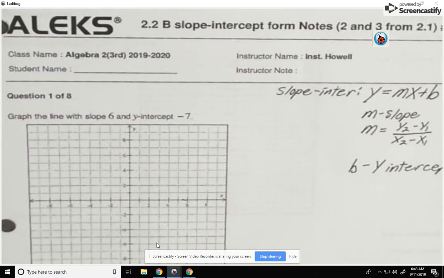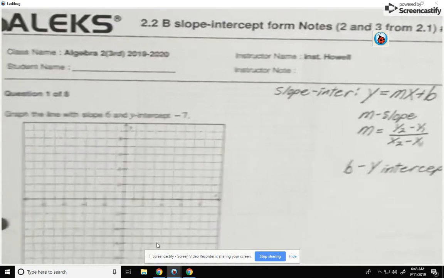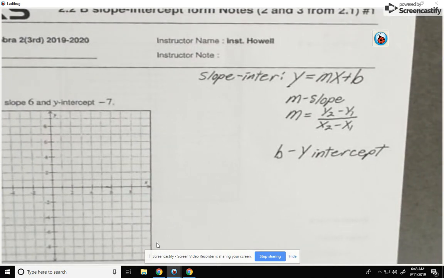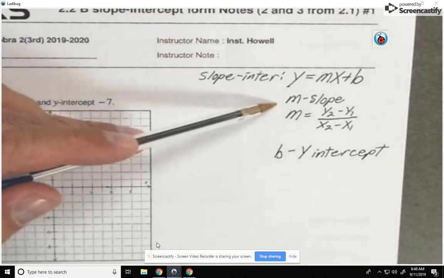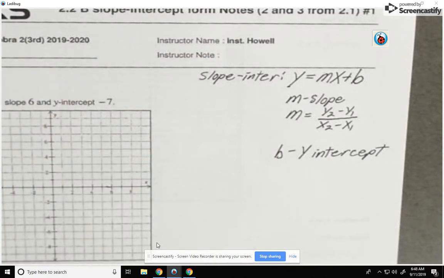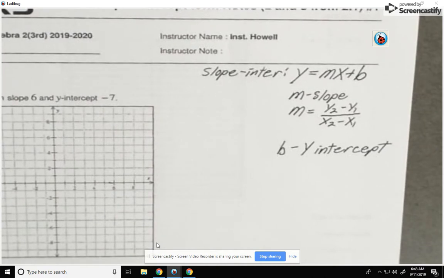This is the notes for 2.2b slope-intercept form. The slope-intercept form is y equals mx plus b, where m is your slope, defined as the difference in y's over the difference in x's, and b is your y-intercept.